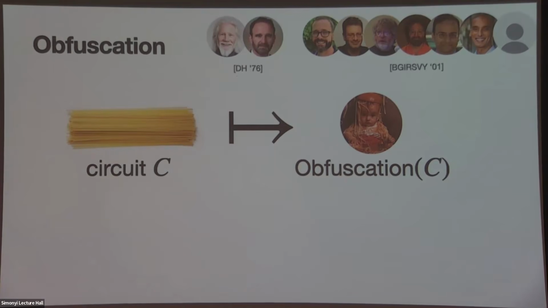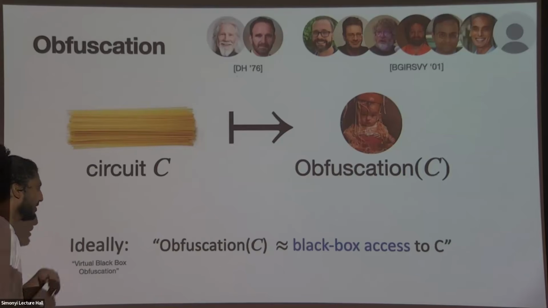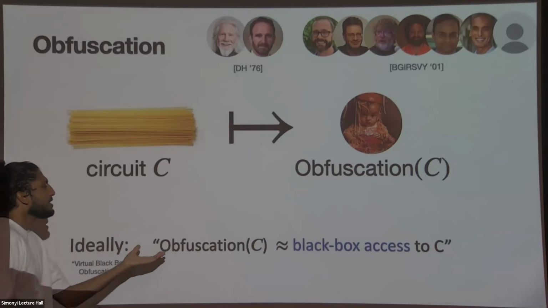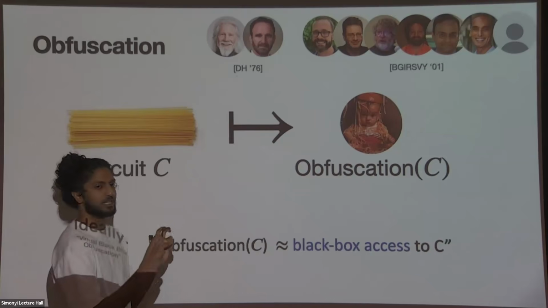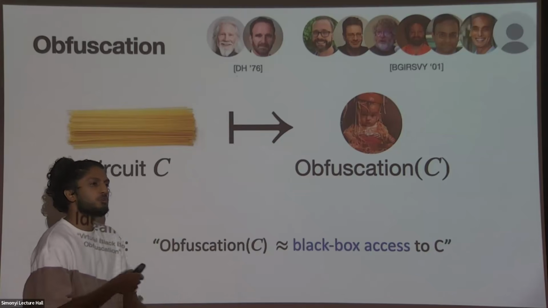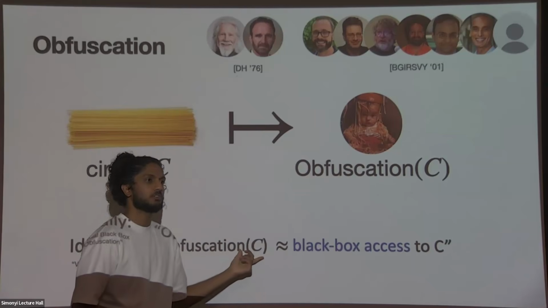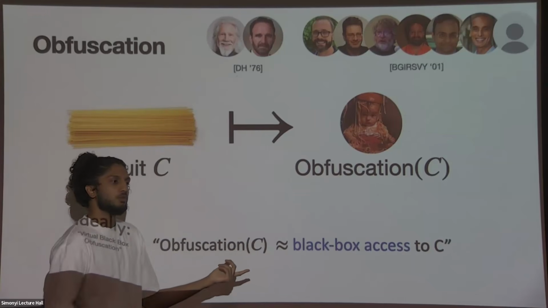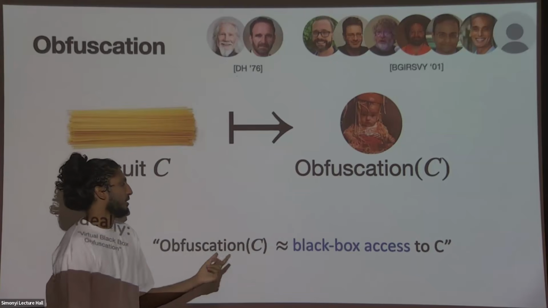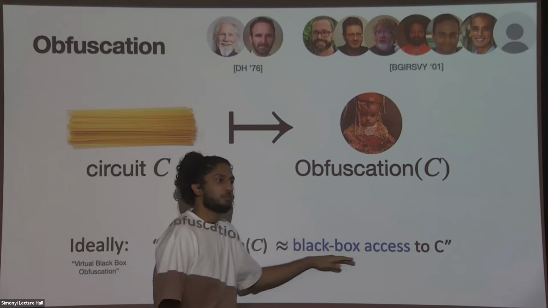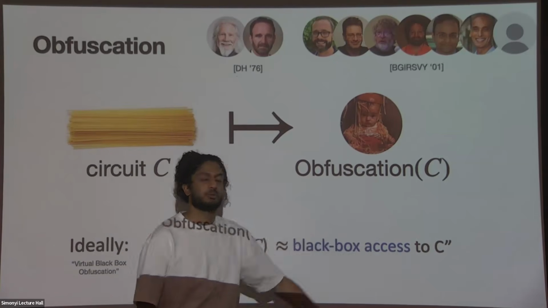And it turns out, there's an ideal definition you would want here, a really great definition, maybe the first definition you'd want to come up with. I'm not going to tell you what the definition is because I don't have enough time. I want to tell you more things. But maybe what you would want in your definition is saying that if I hand you the obfuscated circuit, there's nothing you can do, nothing you can learn that you couldn't learn if I just gave you black box access to C. What do I mean by black box access?